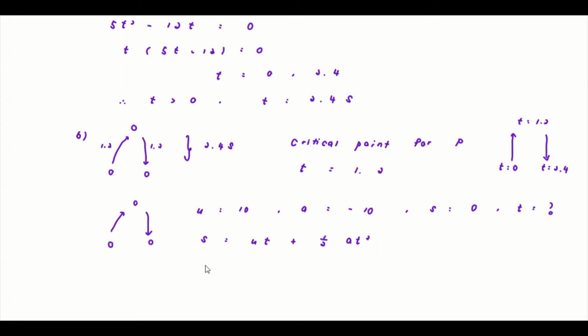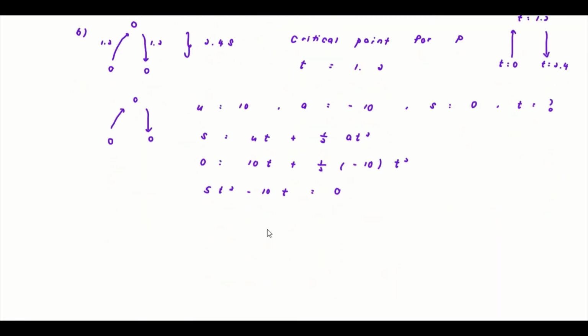So from here, I can get 0 equals 10t plus 1/2 a t squared. All right, so from here, I'll be able to get 5t squared minus 10t equals 0, which will give me the t values as well. Sorry, let me factor out 5t, and then I'll be able to get t and t minus 2. Okay, so that's what I can get.